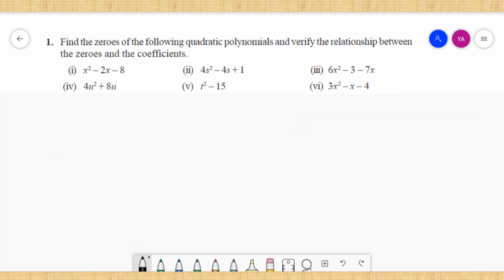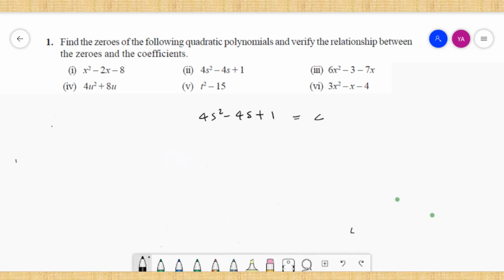So how can we split the middle term of the second question, that is 4s square minus 4s plus 1? Minus 2s and minus 2s. Very good. So the second question, p of s is equal to 4s square minus 4s plus 1. To find the zeros, we have to factorize it.